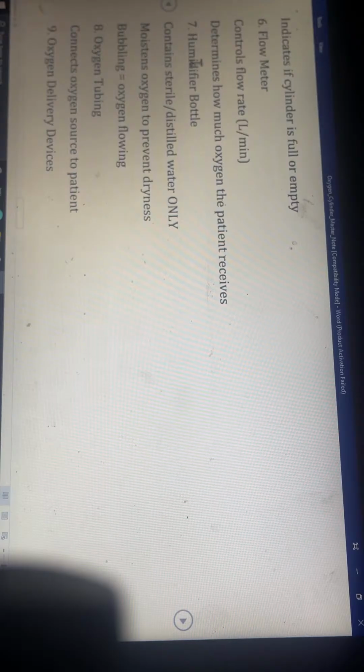The next, number 7, is the humidifying cup or bottle. It contains sterile or distilled water. Now, when you go to the hospital, they just add any tap water anyhow. But for a normal standard hospital, that is why there is an addendum in your curriculum called quality improvement. We don't use tap water, we don't use pure water, we don't use anyhow water. What we use for the humidifier is what? Sterile water or distilled water.